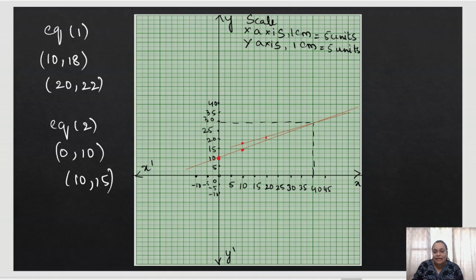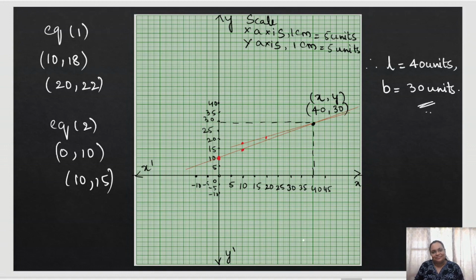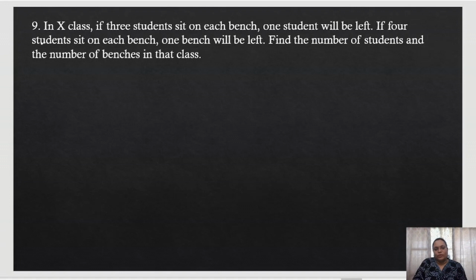So from the graph, we can see that these 2 lines intersect at 40 and 30, which is x and y. Therefore, we can say that length is equal to 40 units and breadth is equal to 30 units. Okay, clear? So let us see the next question.